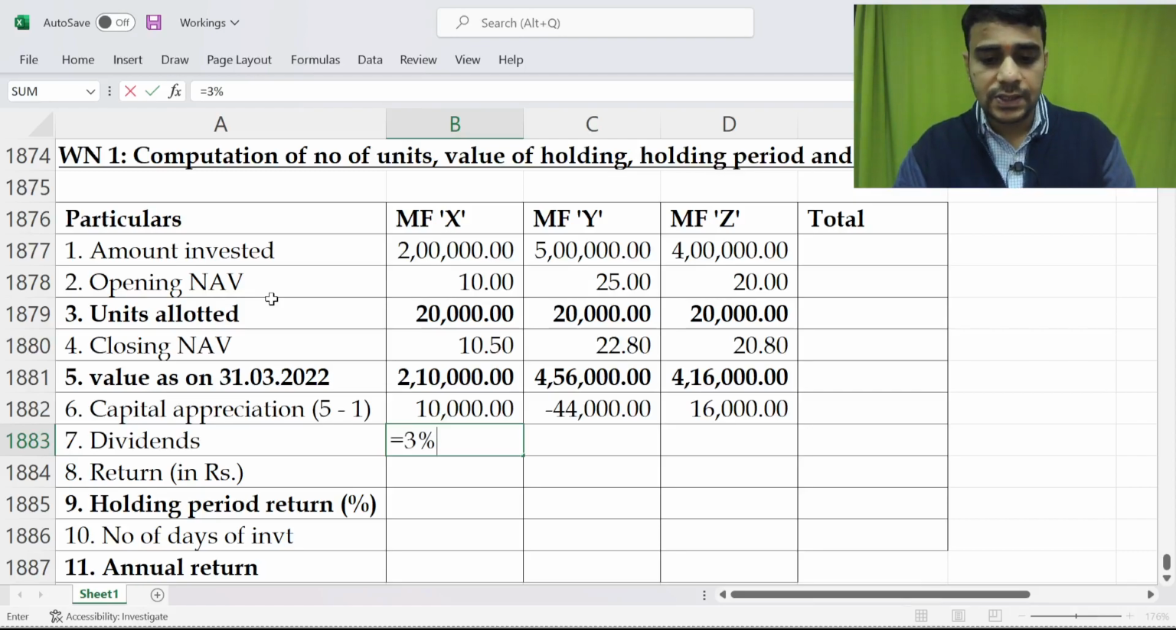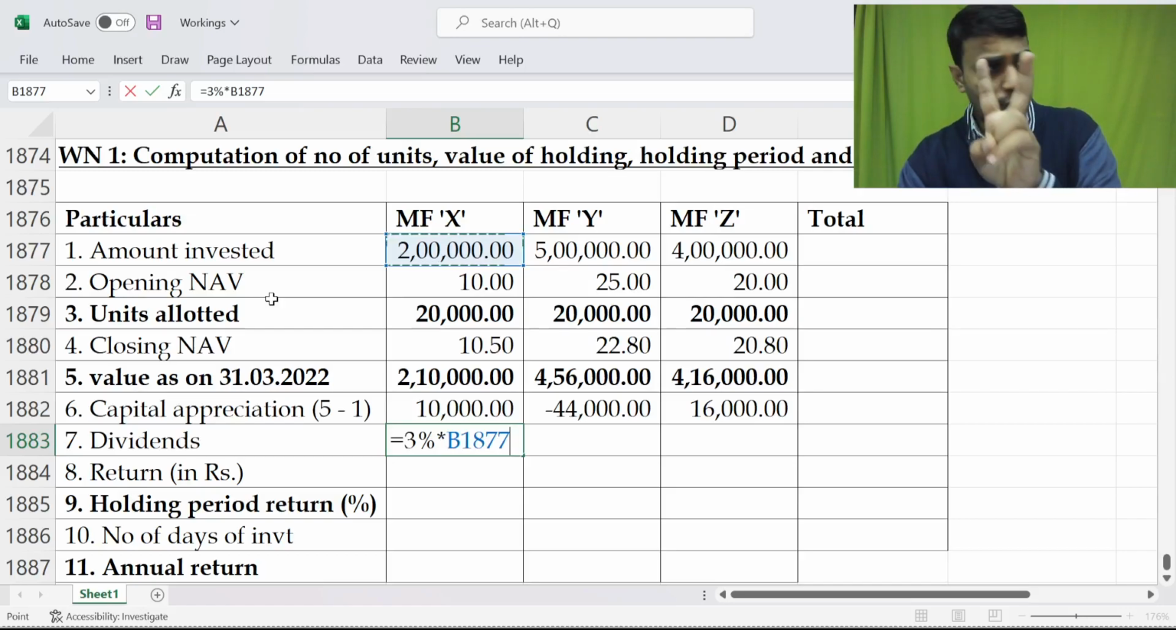This 3% can be applied on 2 lakhs, can also be applied on 2 lakh 10,000. More logical is to apply it on 2 lakhs because that's the investment I made. So on my investment, how much dividend am I getting? You bought investment worth 2 lakh.